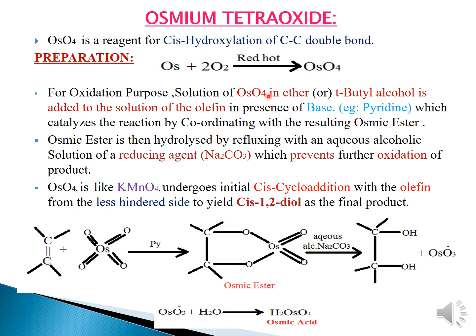For the oxidation purpose, a solution of osmium tetroxide in ether or tertiary butyl alcohol is added to the solution of an olefin. That is, you are taking an alkene, and in the presence of ether, osmium tetroxide is added, or in tertiary butyl alcohol in the presence of base, resulting in the formation of the respective product.